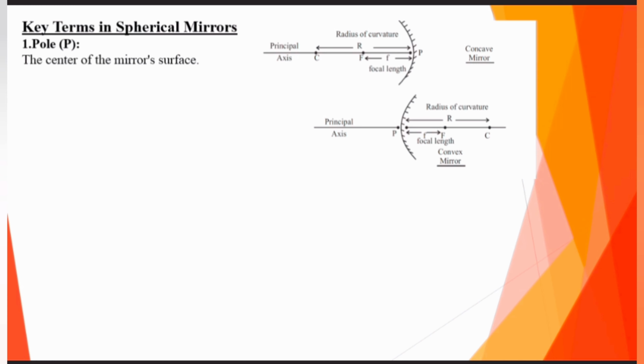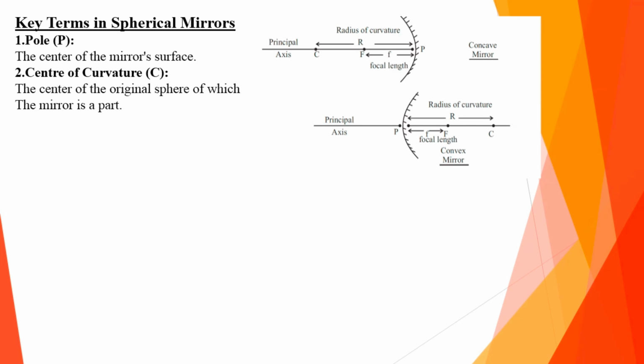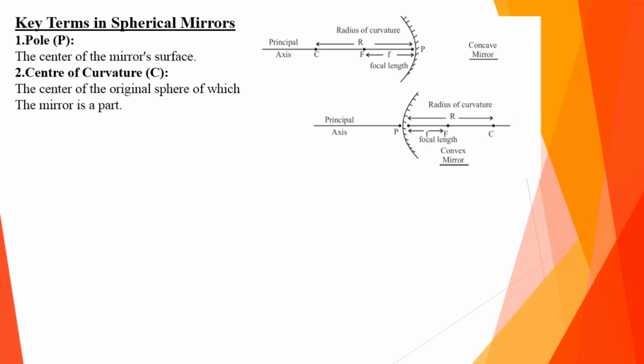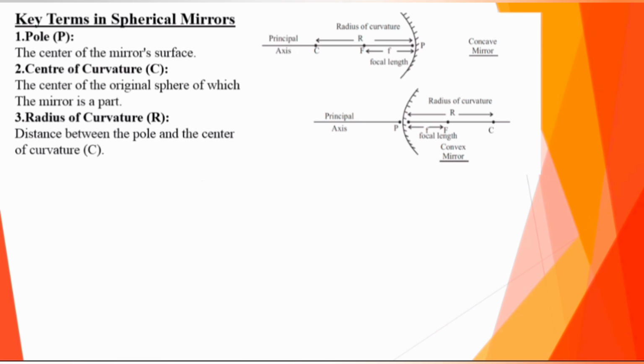Next is the center of curvature, represented by C. The center of curvature is the center of the sphere of which the mirror is just a part. Think of it as the original center of the full spherical shape. The radius of curvature is represented by the letter R. It's the distance between the pole and the center of curvature.